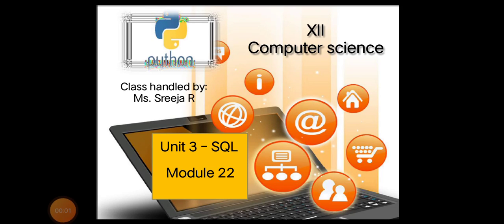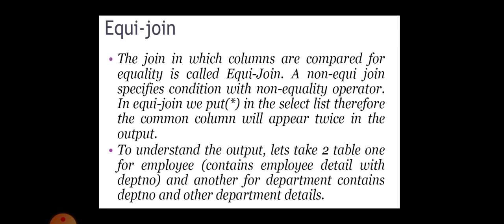My dear children, in this module we are going to discuss more about EQ join. EQ join, the join in which columns are compared for equality, is called EQ join, whereas in Cartesian product we didn't check any equality among the columns. A non-EQ join specifies a condition with a non-equality operator. In EQ join we put star in the select list, therefore the common column will appear twice in the output.